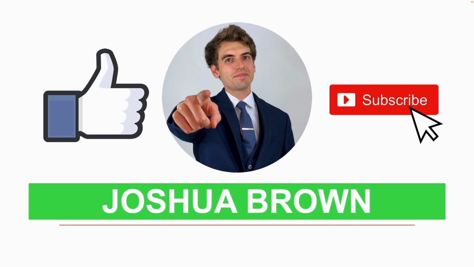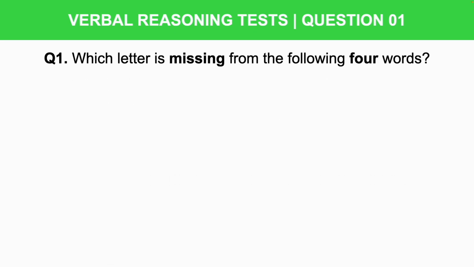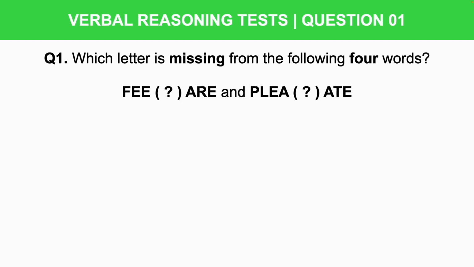Okay, let's get started with the first aptitude test questions that I recommend you prepare for, and they are verbal reasoning tests. So let's take a look at verbal reasoning test question number 1, which is, which letter is missing from the following 4 words? And you can see those words are the ones that are in bold, with the question mark representing where the missing letter should go. So we have the following potential options: L, D, S, R, or T.